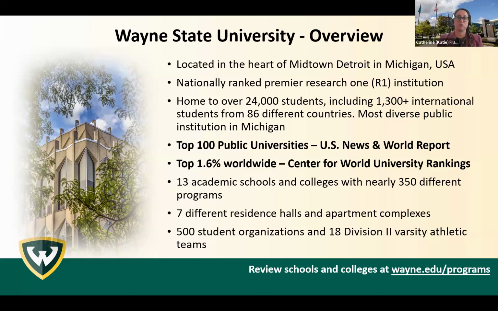And then we have many different schools and colleges. We have 13. We have a medical school, law school, business school, school of social work. We have liberal arts and sciences. We have several more that I can't think of off the top of my head, but out of those, there are over 350 programs. So a lot of availability of programs. You can check out and review them at wayne.edu/programs at the bottom of the slide there. And we have lots of opportunities for living on campus, 7 different residence halls and apartments, and lots of different student organizations. And we're a Division II university with 18 varsity athletic teams.